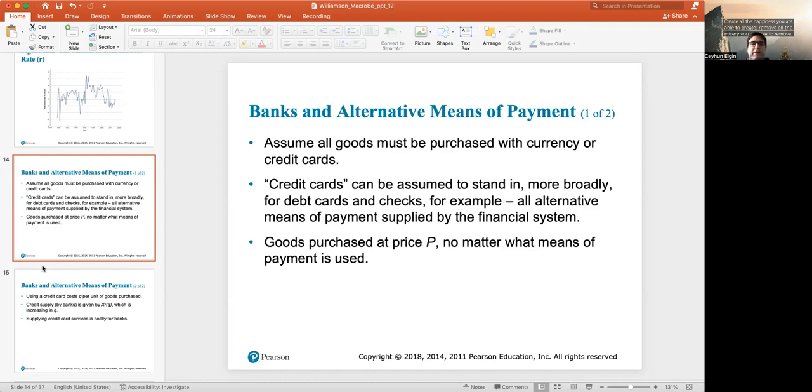So here, we have this assumption that all goods must be purchased with either currency or credit cards. Credit cards are assumed to be representative of debit cards and checks, and all alternative means of payment supplied by the financial system.